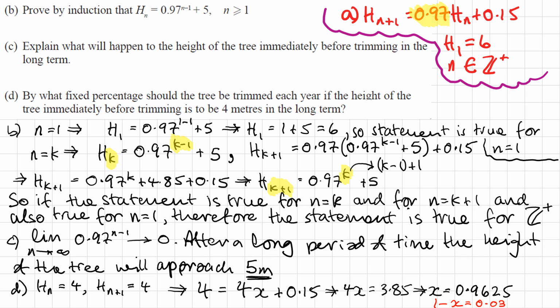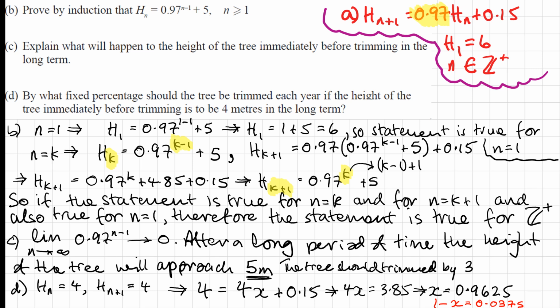So this tells me that the tree needs to be trimmed by 3.75%. So the tree should be trimmed by 3.75% each year if I want the height of the tree to be 4 meters.